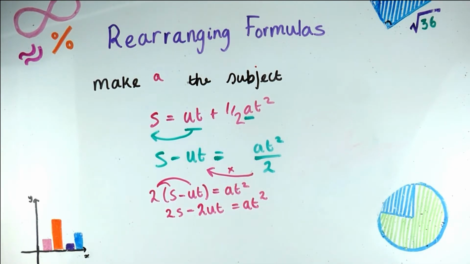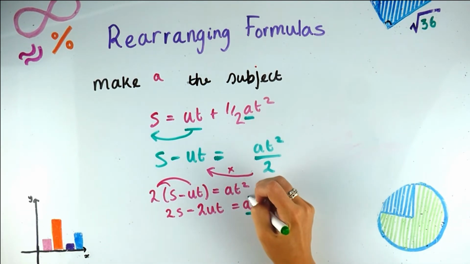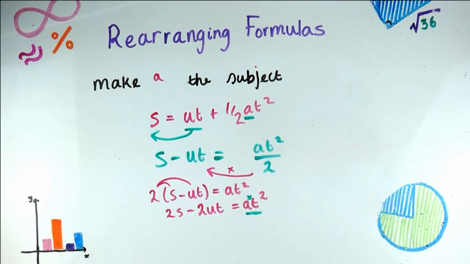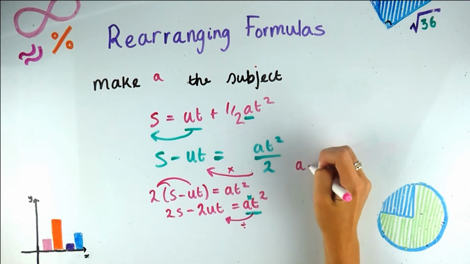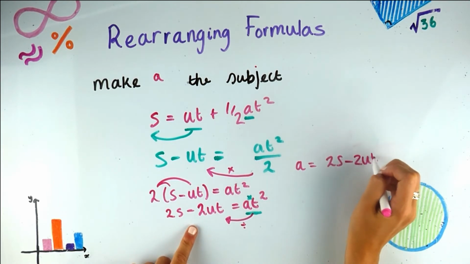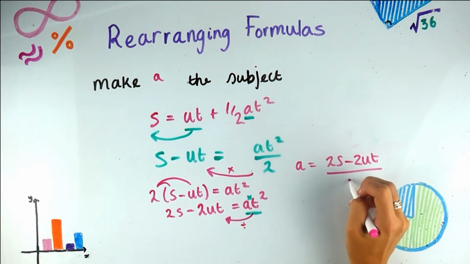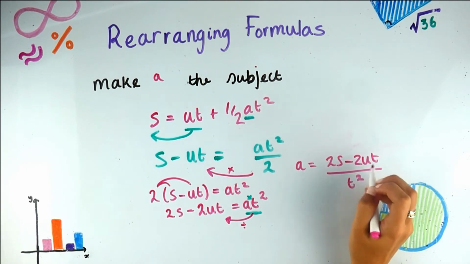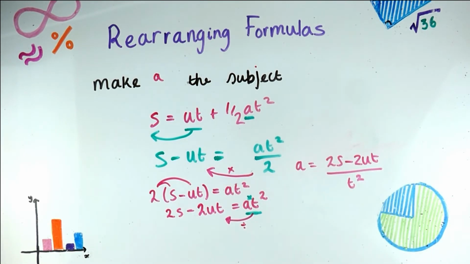Okay, not good enough. a is not by itself, so we've got this t squared. And again, with letters, there's an imaginary multiply. If two letters are together, that means they're multiplied together. So when we take it over the equal sign, we do the inverse operation of multiply, which is divide. So I'm just going to move and write up here. So we have a equals, and then this part, all divided by t squared.